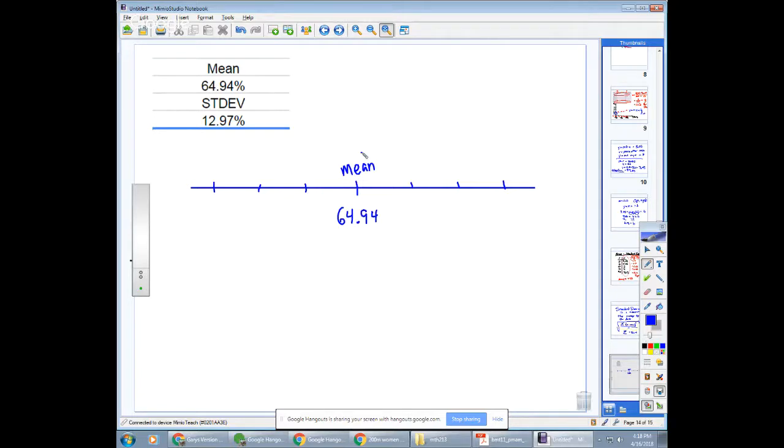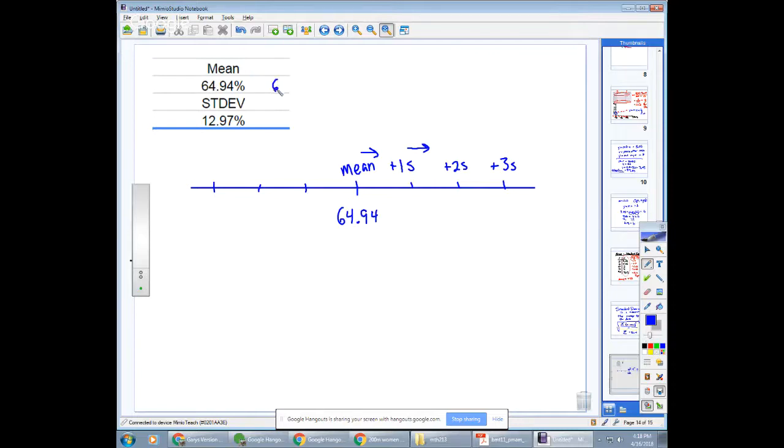So to the right here, what I'm going to do is take the mean and add to it 1 standard deviation. I'm going to call it an S. And then I'm going to add another standard deviation to get to that point. And then I'm going to add a 3rd standard deviation to get to this point. So plus 3S.